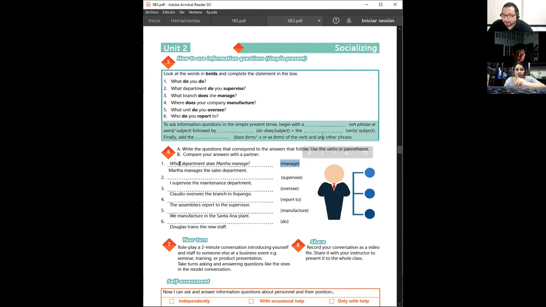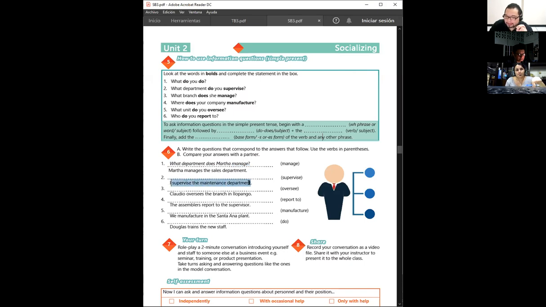Remember, acuérdense que para crear una information question, primero va a ir la WH word. En este caso, what department, then we have the auxiliary, en este caso does, porque estamos hablando de Martha. Martha will be the subject and manage will be the verbo. Pero el verbo no va a cambiar, se va a utilizar de la forma normal. Okay, what department does Martha manage?